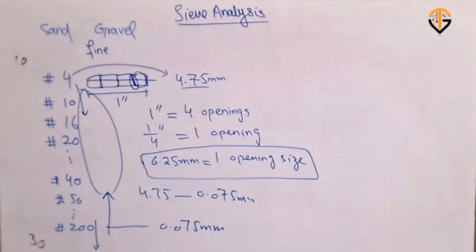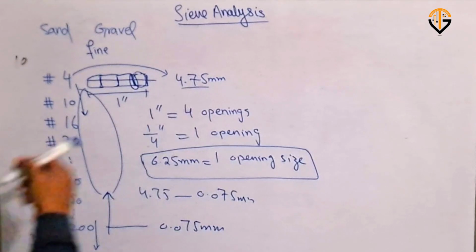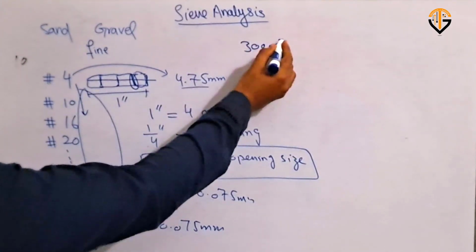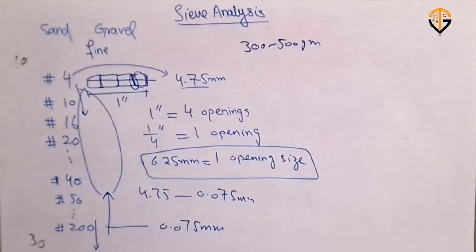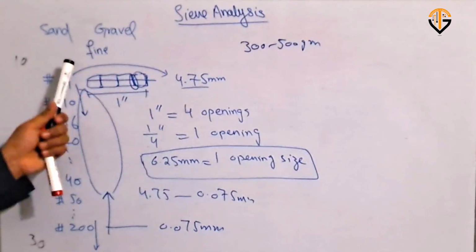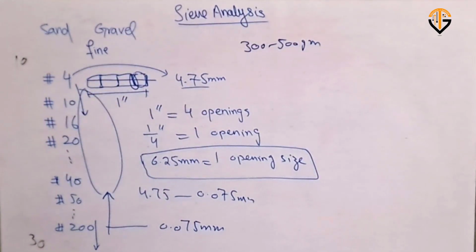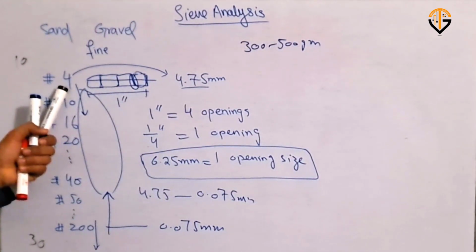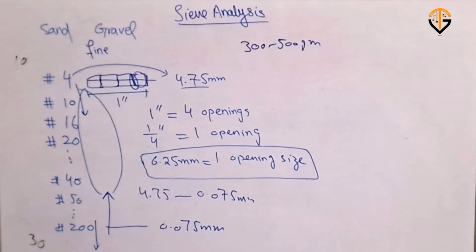In sieve analysis, we take a representative soil sample. If our soil sample in a visual inspection does not contain too much gravel content, then we take a 300 to 500 gram soil sample. We compile all the sieves in this order, place our soil, shake it for a while, and then determine the mass of soil retained on each sieve.